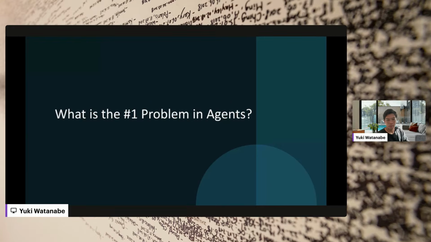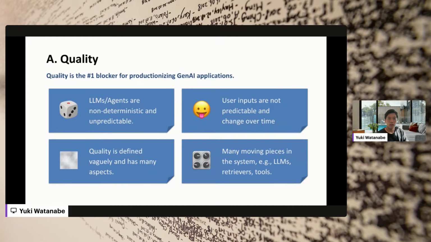So starting from one question: what is the number one problem in agents? We're handling a lot of problems in this domain. We're still dealing with a lot of challenges, but what is the number one thing? The short answer is quality. We did a big survey last year, of ML practitioners, data scientists, and agent builders, and the number one blocker for organizations to launch agents in production was actually quality.